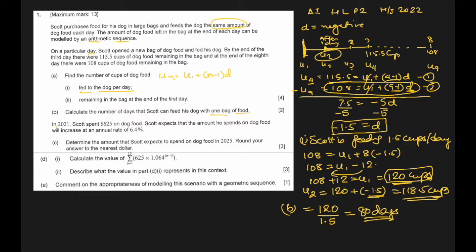C. In 2021, Scott spent 625 on dog food. Scott expects that the amount he spends on dog food will increase at a rate of 6.4% annually. Determine the amount that Scott expects to spend on dog food in 2025, in the whole year 2025. Let's say this is the 2025 year. So there will be 2024 before this.